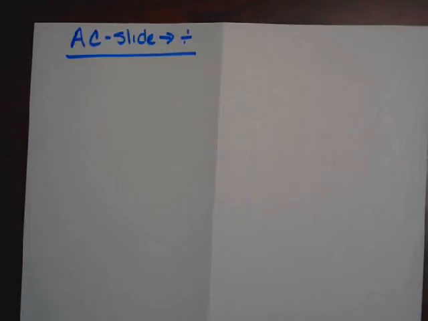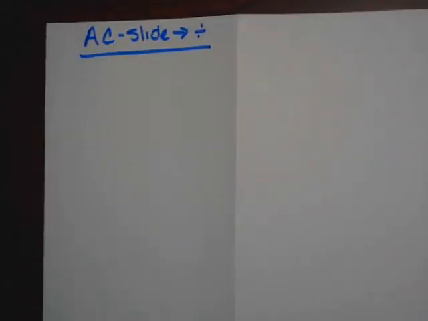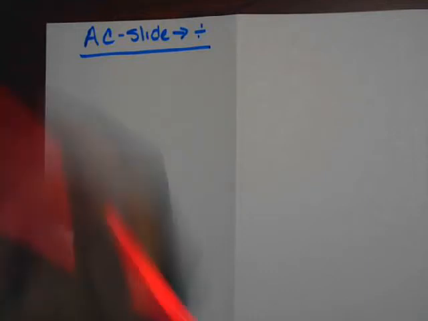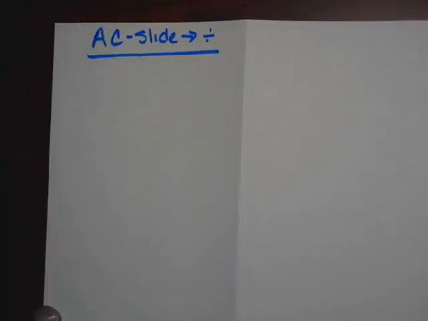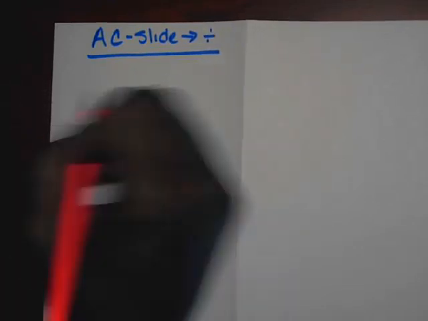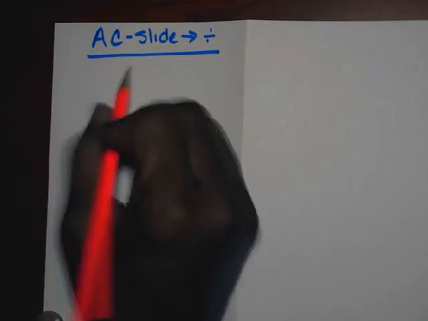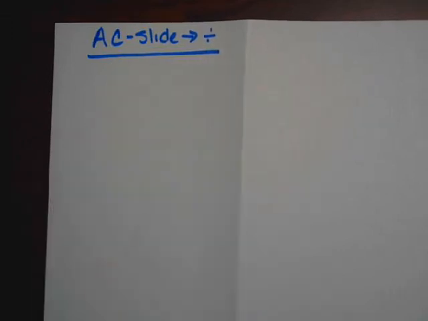Today we're going to talk about factoring trinomial expressions, okay? And the trinomial expressions are going to be quadratic expressions. All right, and remember quadratics have a variable that is squared. All right, so let's learn this new method called AC slide and divide.